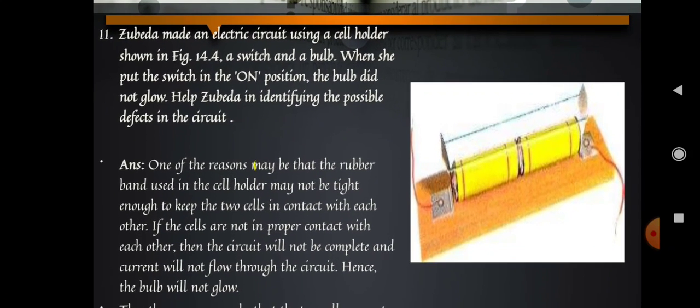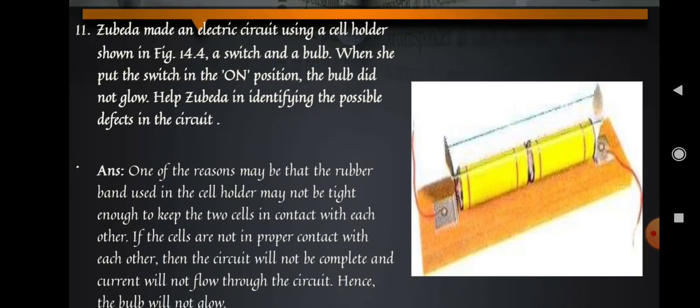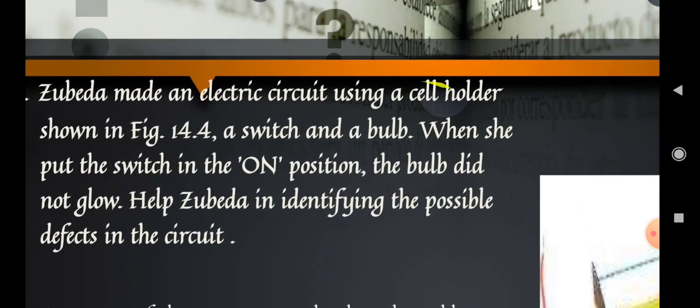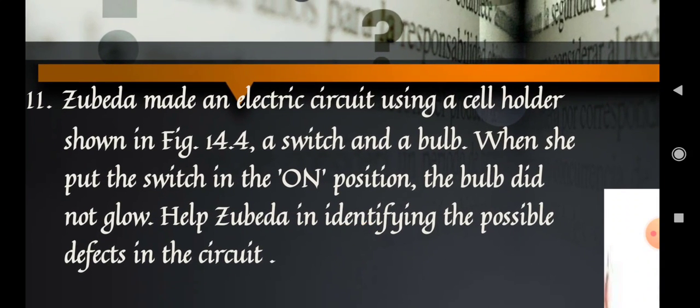11th question. Zubeda made an electric circuit using a cell holder shown in the figure, a switch and a bulb. When she put the switch in the on position, the bulb did not glow. Help Zubeda in identifying the possible defects in the circuit.